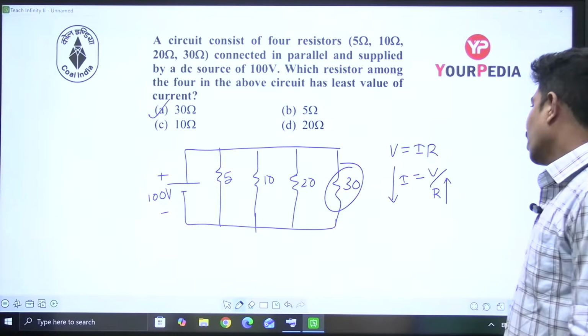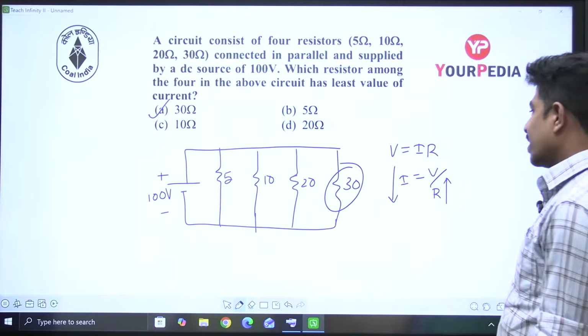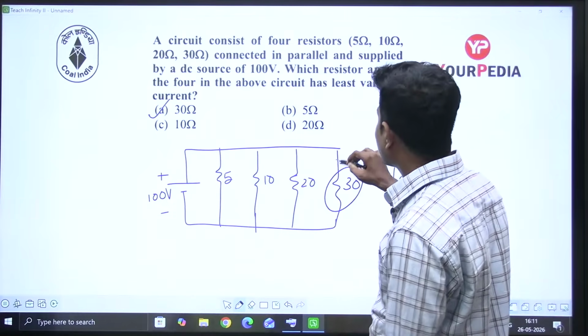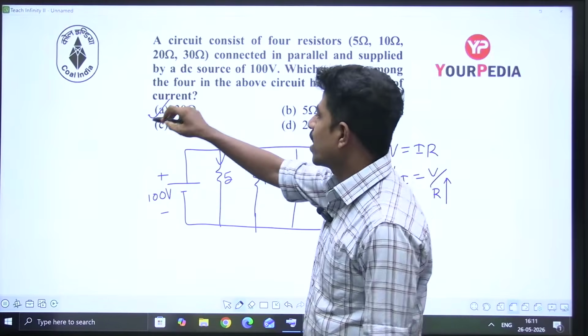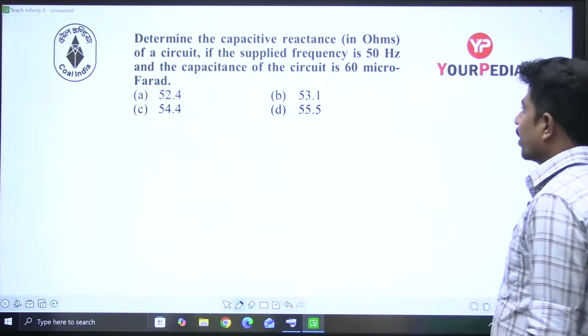Now, the resistance which has the highest value of resistance will be drawing the least value of current. Highest current is this, lowest current is this. The answer is option A. That is the question.